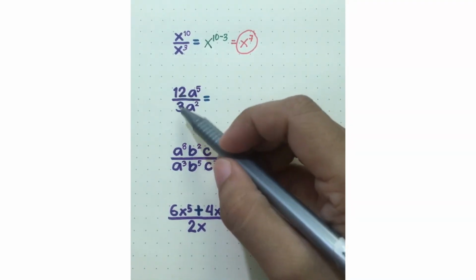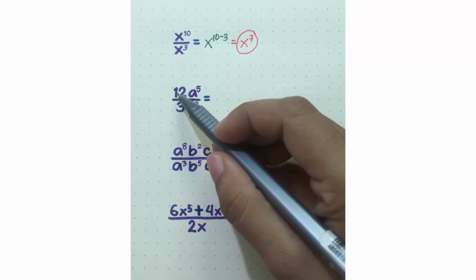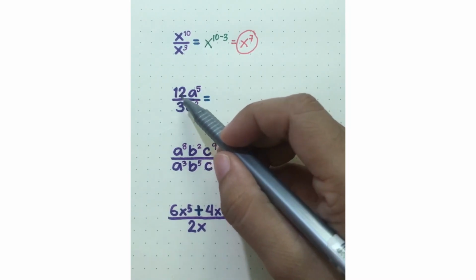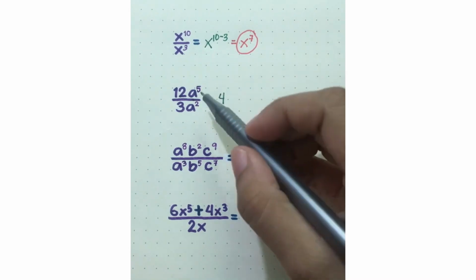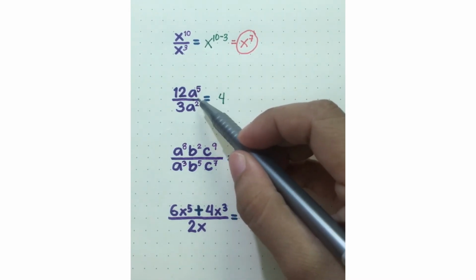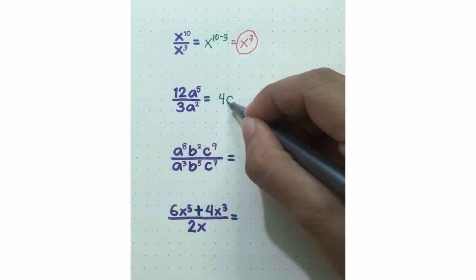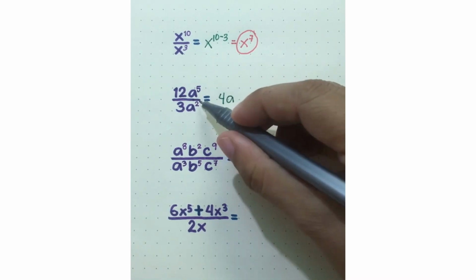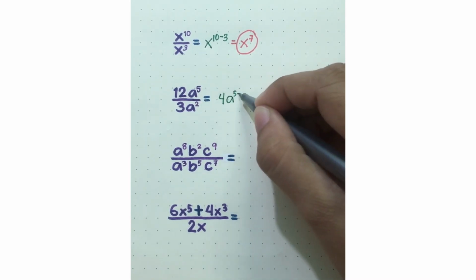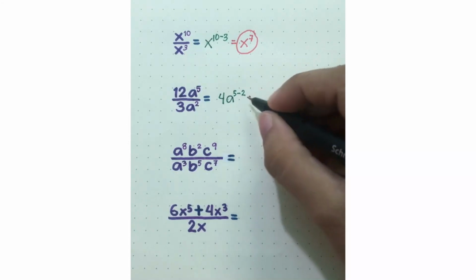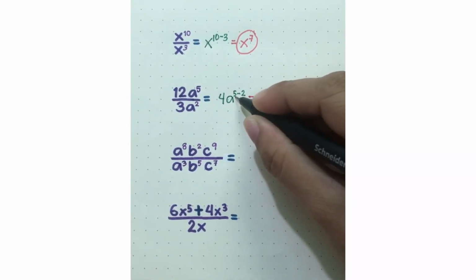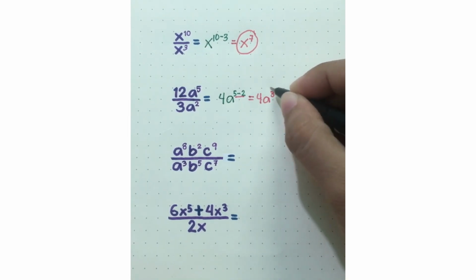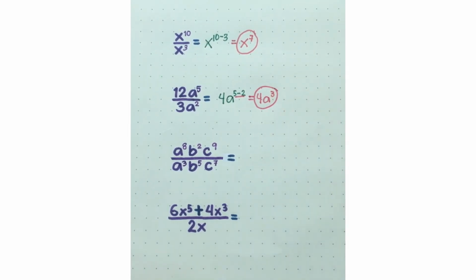Paano naman kapag may numerical coefficient? So, kailangan nyo lang silang i-simplify or i-divide. So, 12 divided by 3, that's 4. Then, a raised to 5 over a raised to 2, parehas ng base. Kopyahin lang natin yung base, which is a. And then, subtract their exponent. So, 5 minus 2. Kopyahin lang natin ulit. So, 4. And then, the base is a. And 5 minus 2 is equal to 3. So, we got 4a cubed.